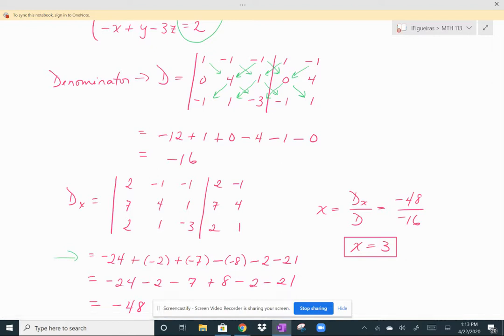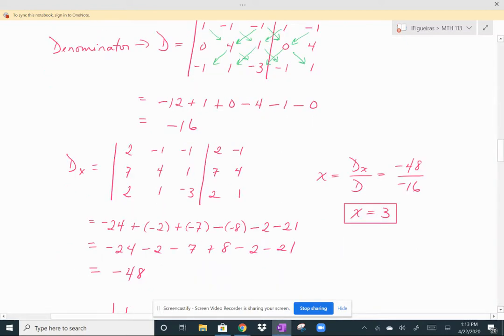Then you start going in the other direction and subtract. So that's -8, -2, and -21. When you compute that result, you get that your numerator is -48. But remember, that's not an answer. The answer is here, where x is the determinant that we just evaluated, that I call D sub x, divided by the denominator that I call D. And those numbers were -48 over -16. So I have an x value of 3.